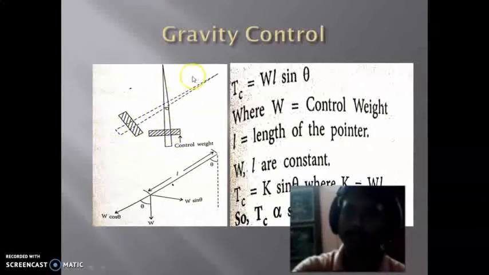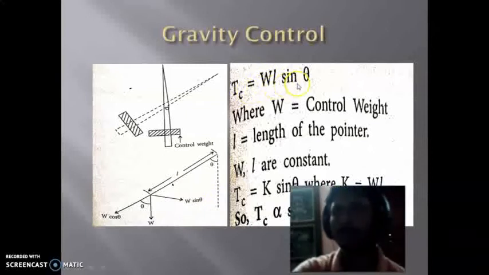Due to the deflection, the pointer is deflected here, and here this weight is acting on the lower side, and this force basically has two components, that is W cos theta and W sin theta. Due to this W sin theta component, it will move back to its previous position. So this is very effective for the controlling arrangement, and this force is very important. So here the torque is Tc is equal to WL sin theta.